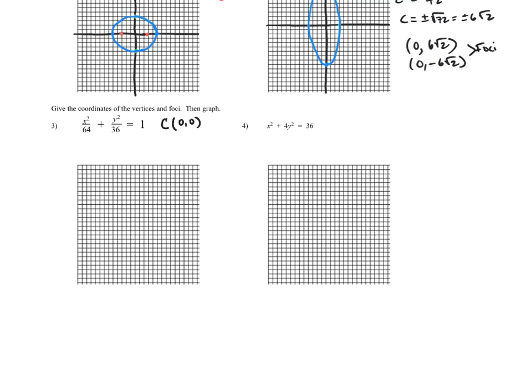Then to determine what's a and what's b, we look at the numbers in the denominators, and we literally look to see which one's larger. So 64 is larger than 36. That means that a squared is 64, a is 8, b squared is 36, so b is 6. And since a is under the x value, we know that we're going to run along the x-axis.